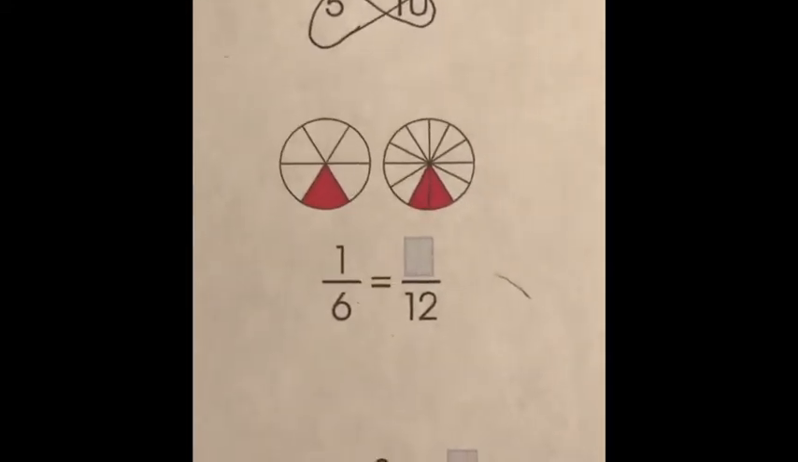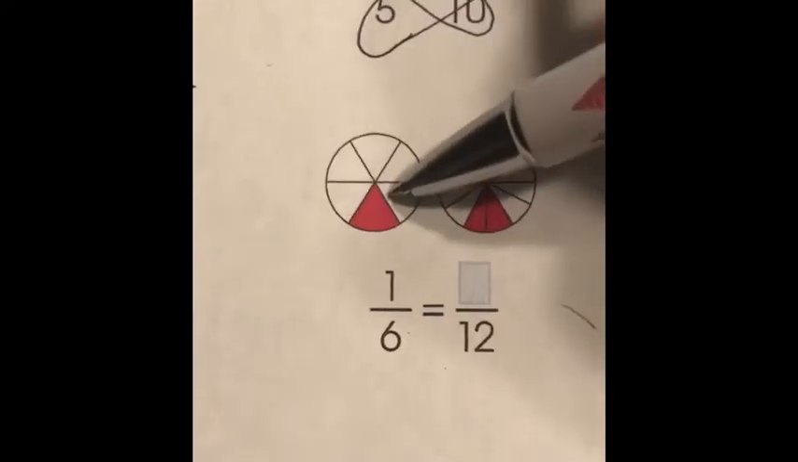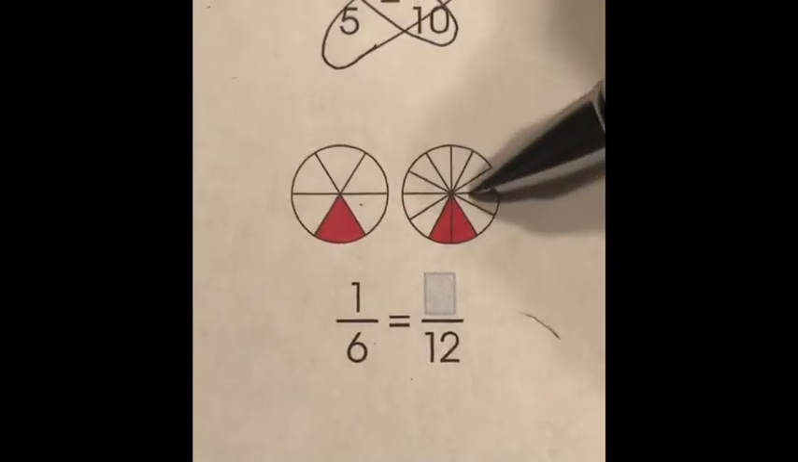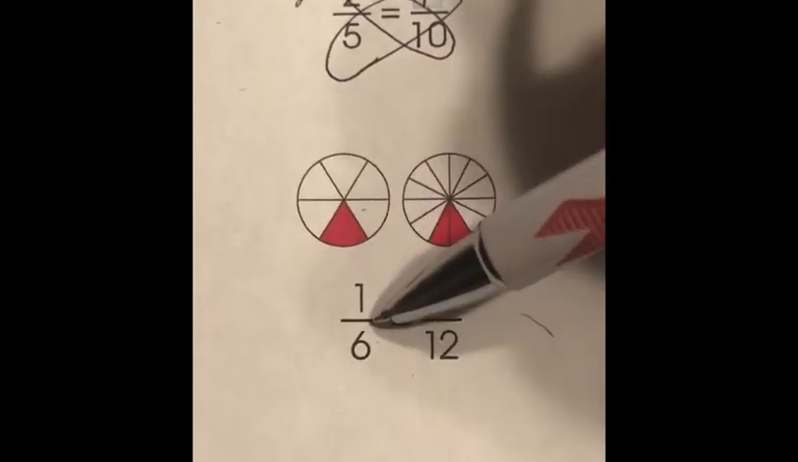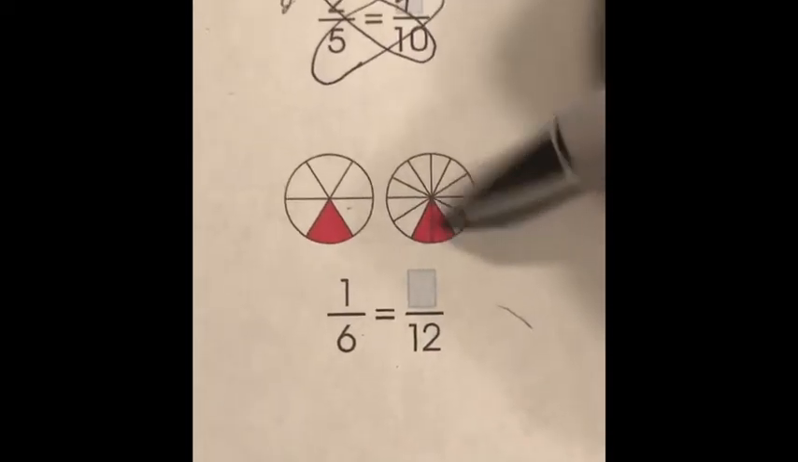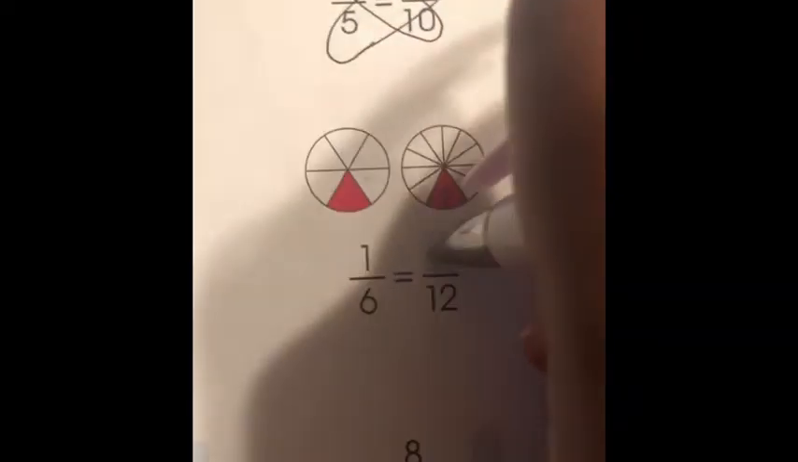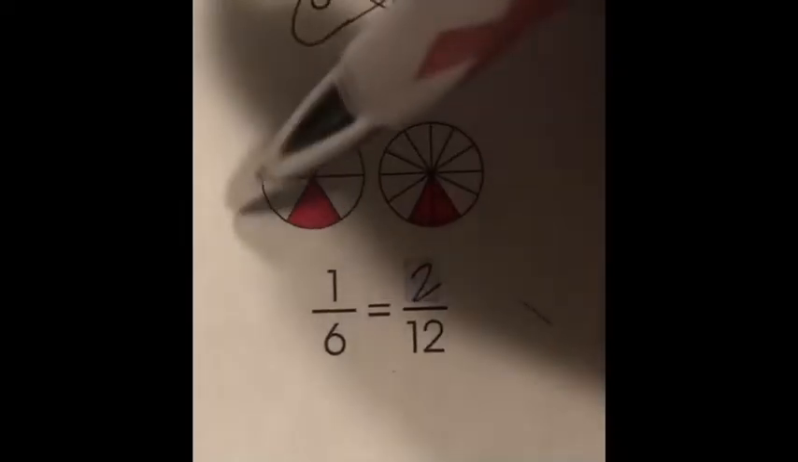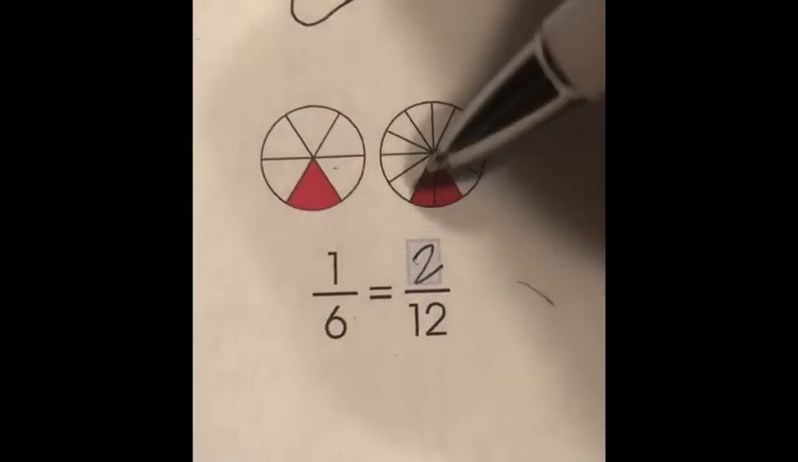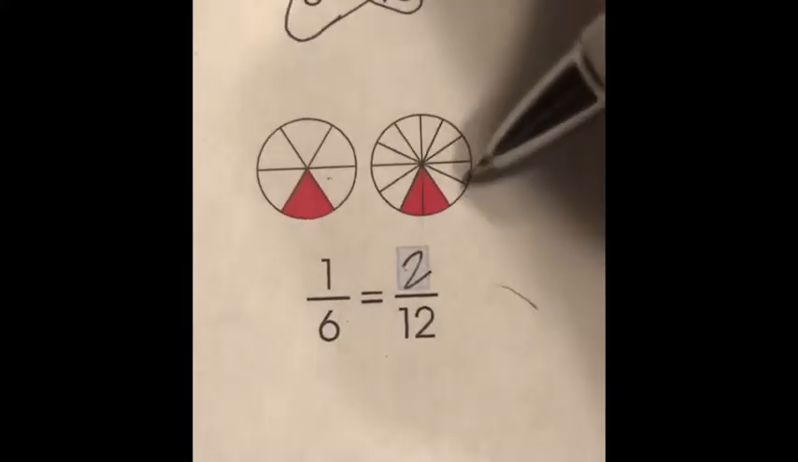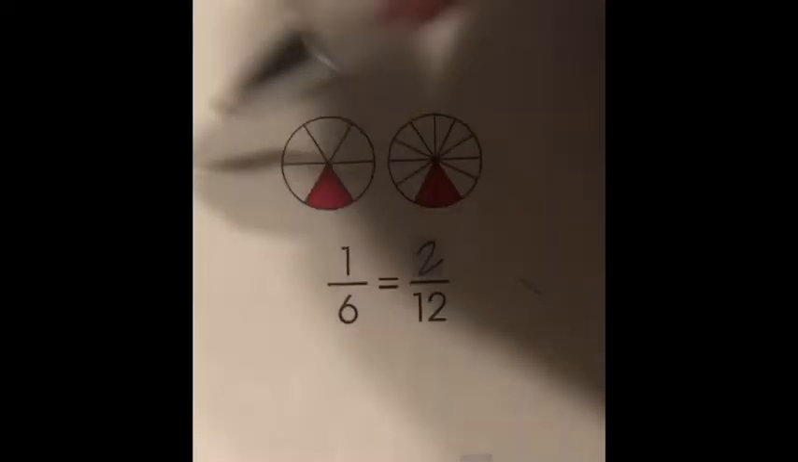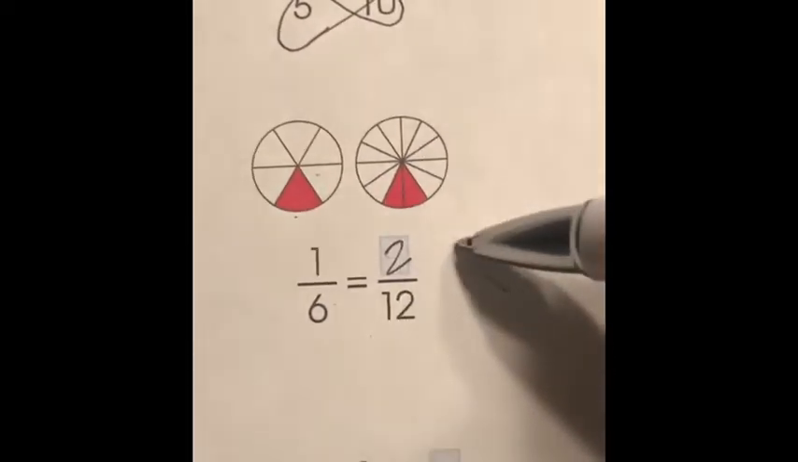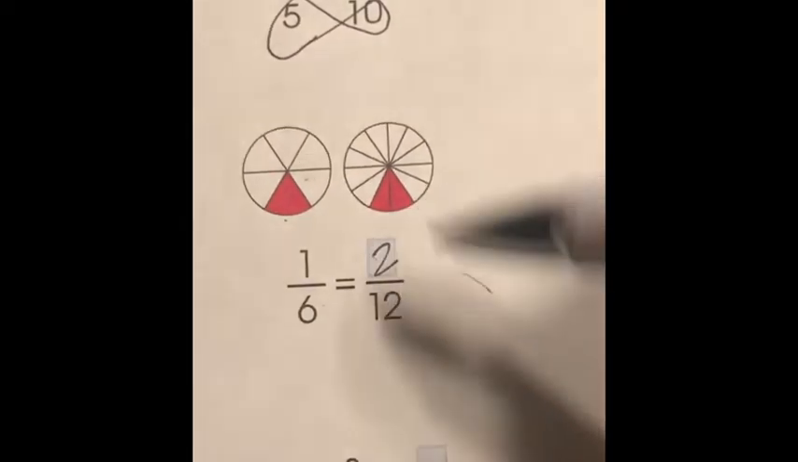Here we have circles again, and this one is broken up into 6ths, and this one is broken up into 12ths. And so I see that 1 of my 6ths was shaded and 2 of my 12ths were shaded. If you look there, it's an equal amount that is shaded, even though the circle is partitioned into 12 and 6 here. The same amount of space is shaded in, so that makes them equivalent.